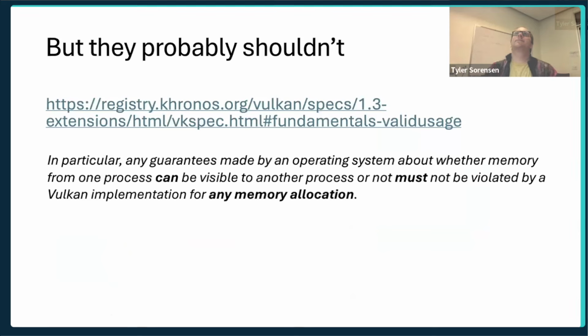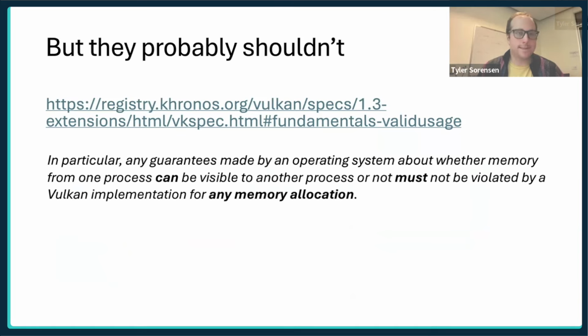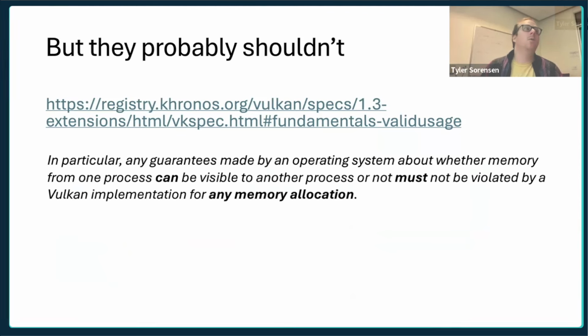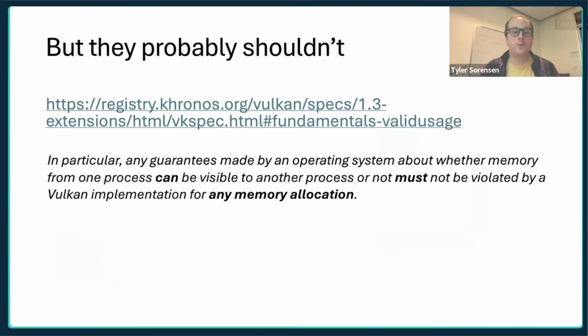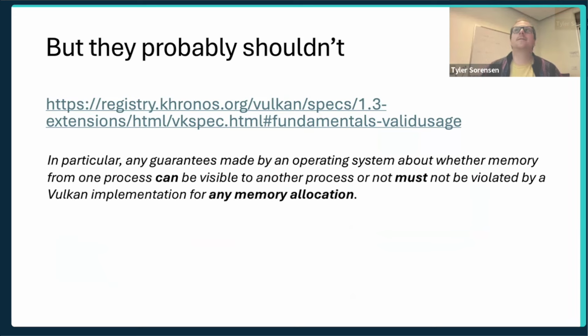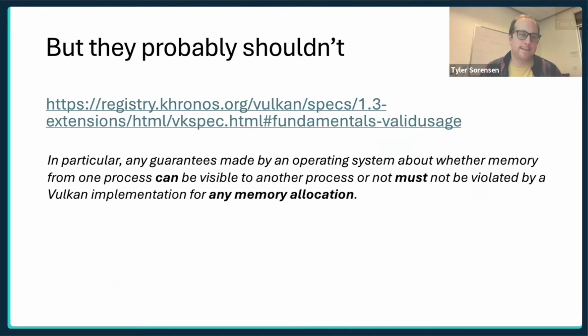But the thing is they probably shouldn't, because the classic security model on our systems is process isolation. One process should not be able to communicate with another process, except if they're going through a network or some approved channel. But you just shouldn't be able to read each other's memory. And in fact, it's very hard to find GPU specifications about this. Luckily, Khronos does say something.